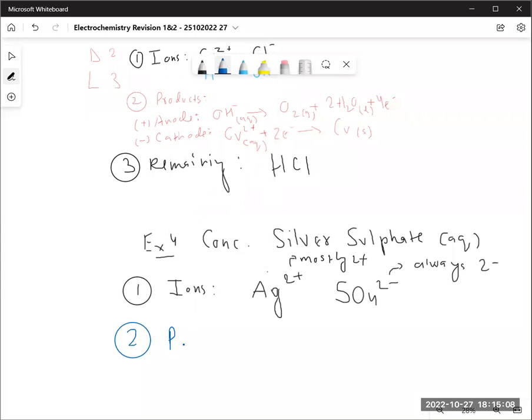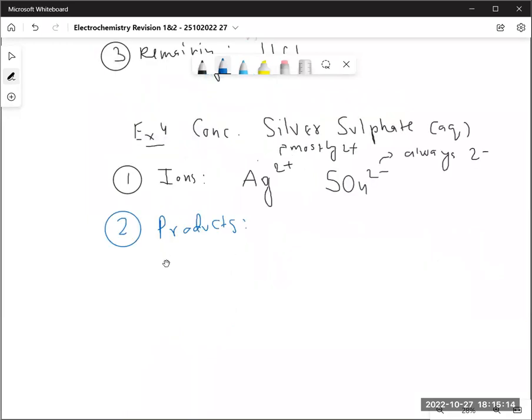What are the products? Quick. Anyone? The anode and cathode. What are they? Now, this one I want you to do in your notebook and send me a picture. Only the cathode one. We only do the cathode without the anode. Without the anode, yes.